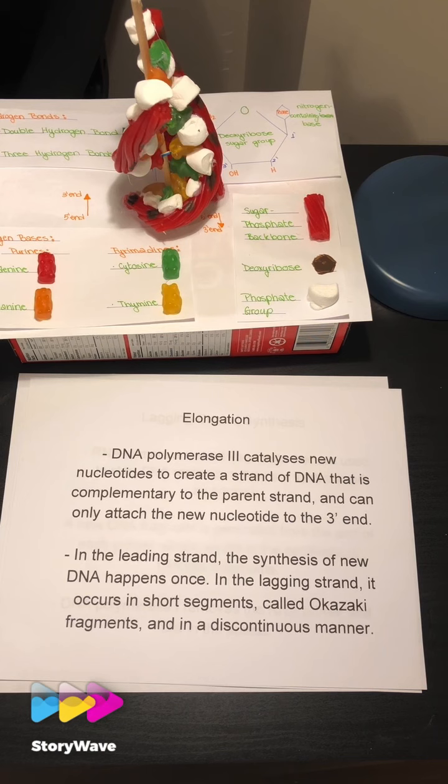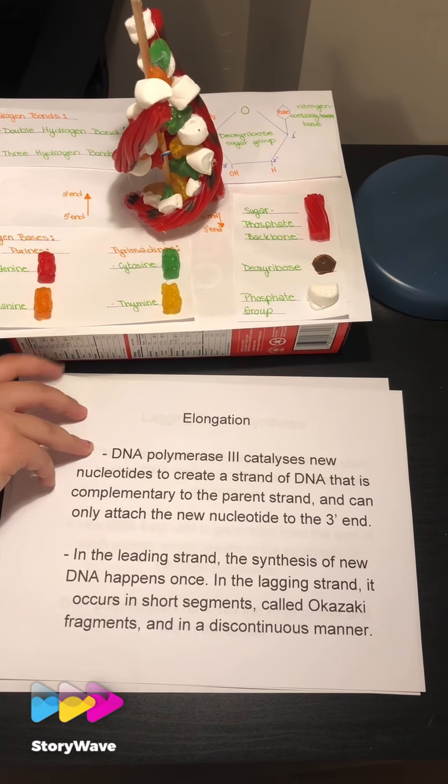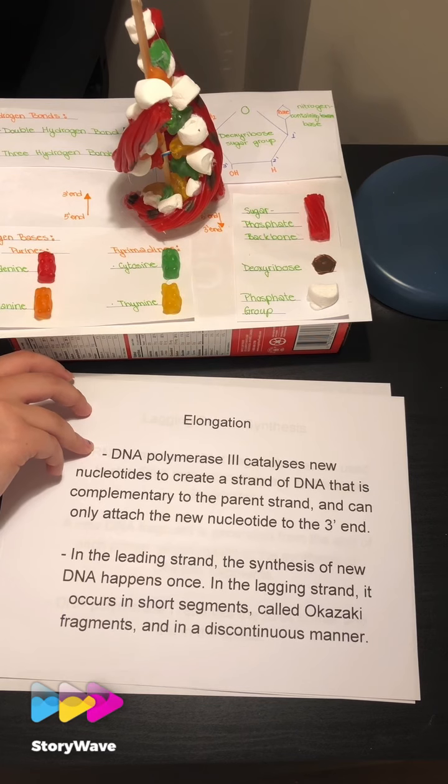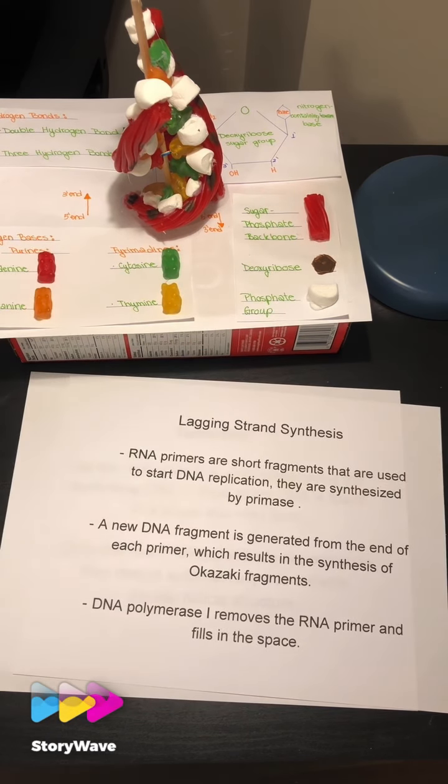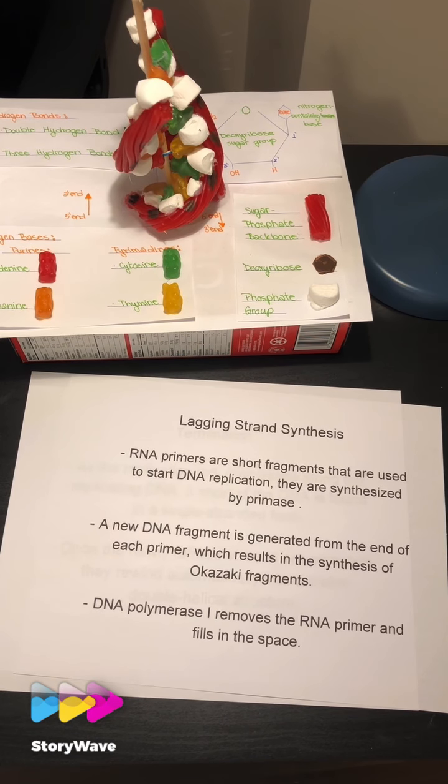So how does the lagging strand synthesize new DNA? It starts with RNA primers, which are short fragments that are used to start the DNA replication. They are synthesized by an enzyme called primase. Once these primers are in place, the DNA polymerase extends the strand by adding new nucleotides to the 3-hydroxyl end of the primer.